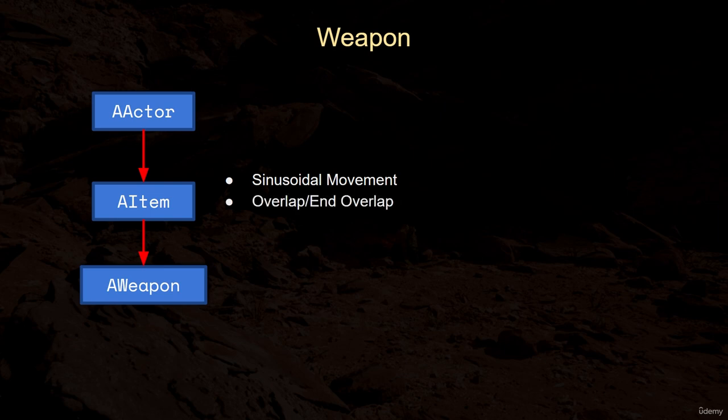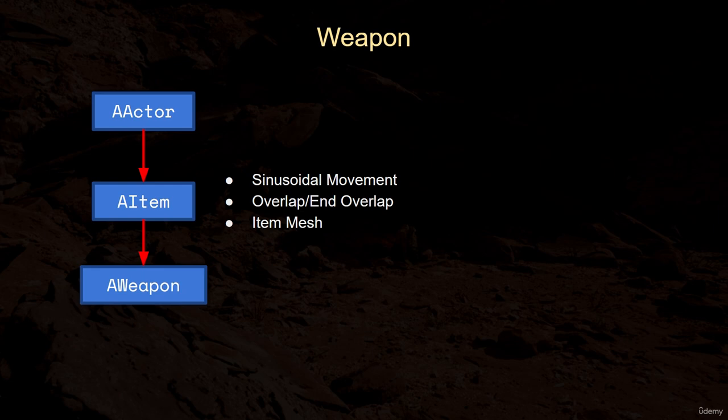It also has overlap and end overlap function callbacks bound to those delegates on its sphere component. And it also has an item mesh. So if we make a child class of item called weapon, it'll inherit these properties, and we won't have to just copy and paste them over to our new weapon class.